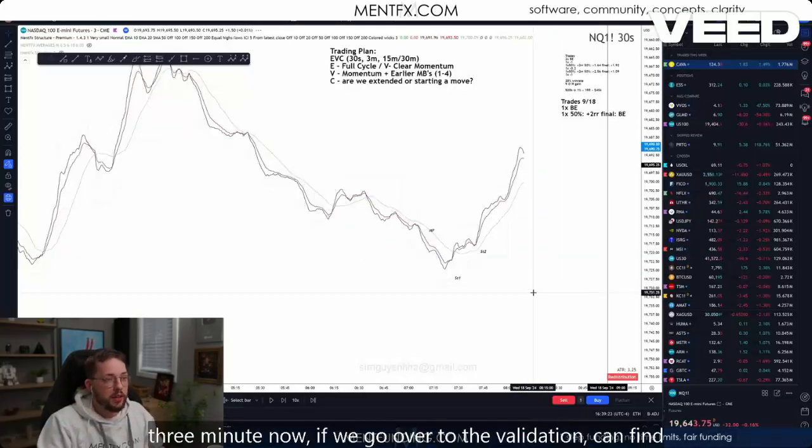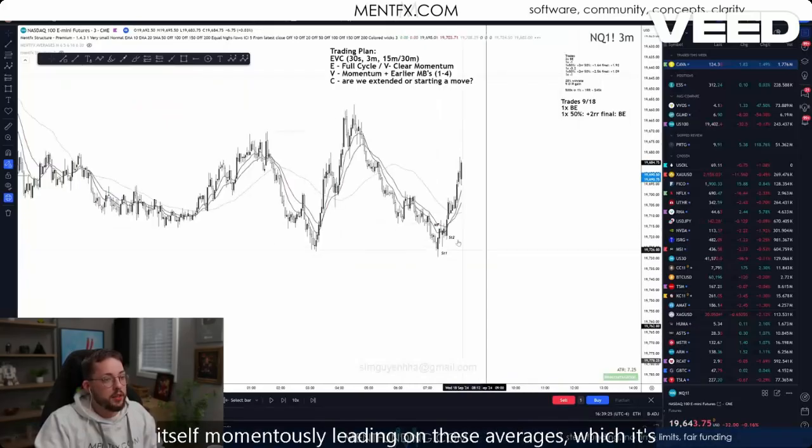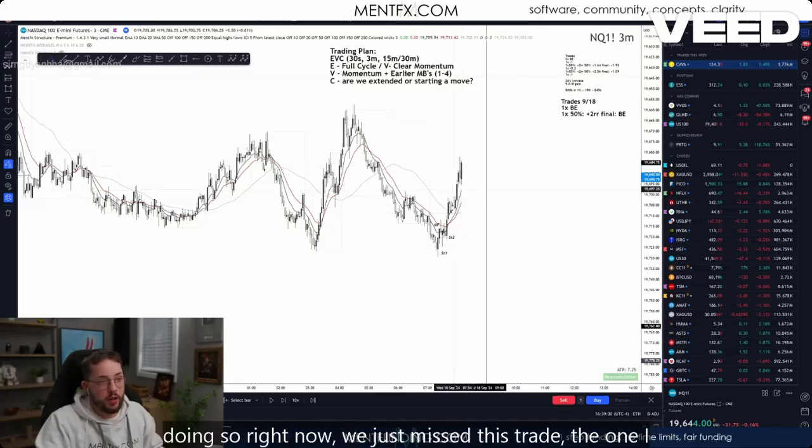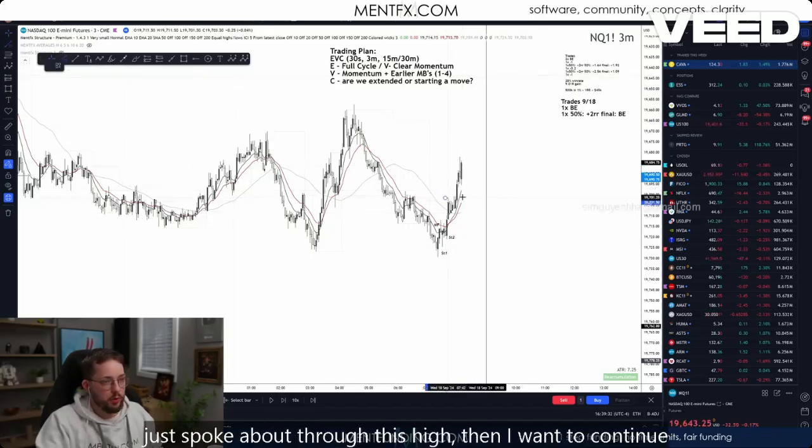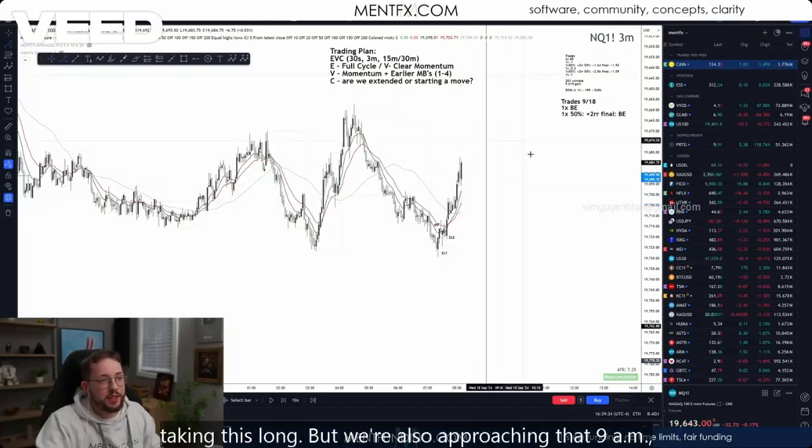So if the 3-minute, if we go over to the validation, can find itself momentously leading on these averages, which it's doing right now, we just missed this trade, the one I just spoke about through this high, then I want to continue taking this long.